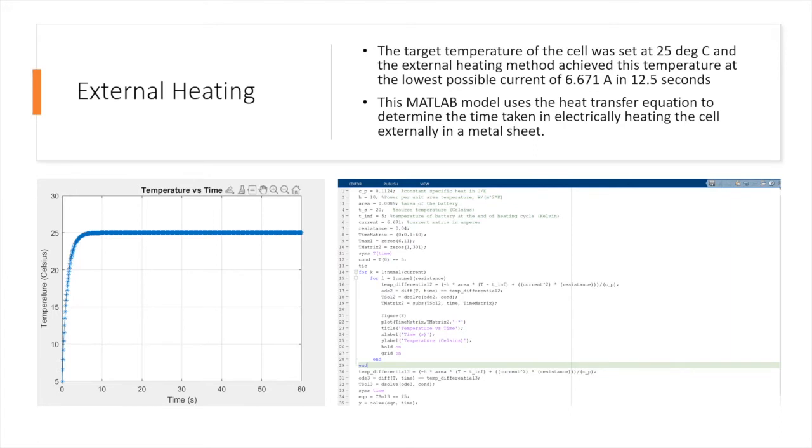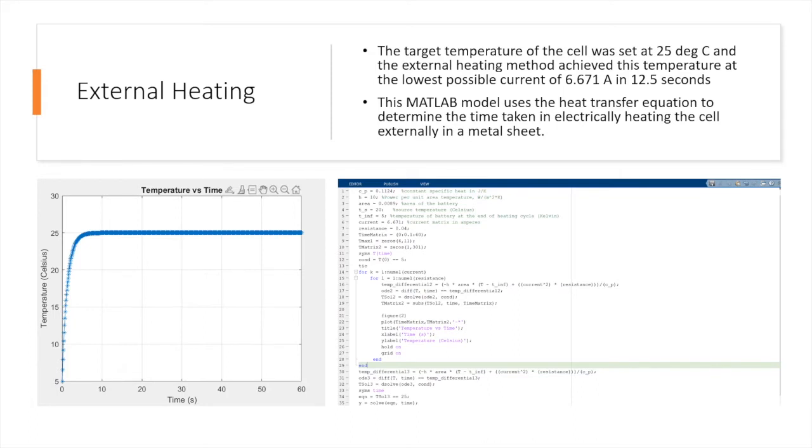So the external heating model is a model that we used based on the heat transfer equation that Devendra mentioned in the previous slide. I used that equation to build the MATLAB code, as you can see on the right over here. That runs through a for loop that solves the differential equation and calculates the time required for the cell to reach the target temperature of 25 degrees Celsius.